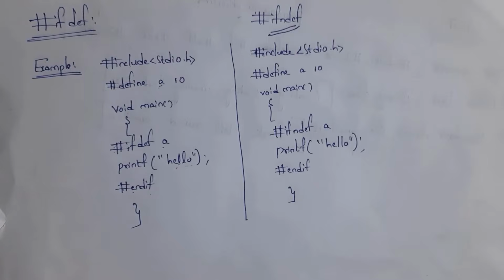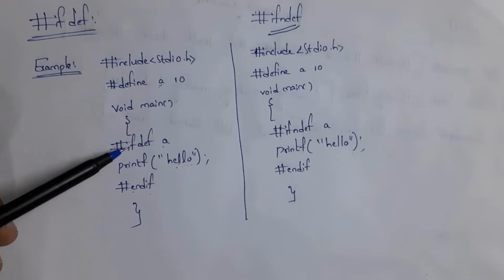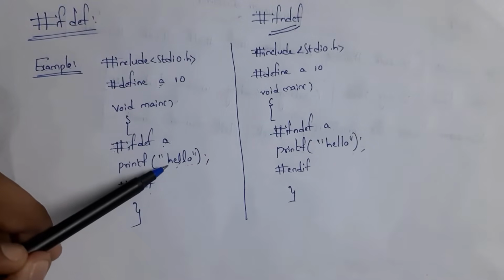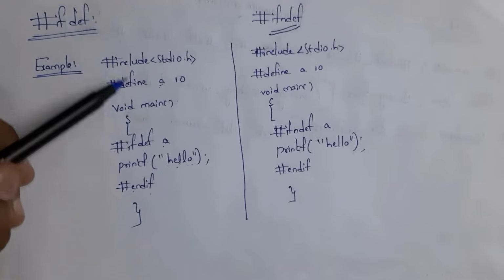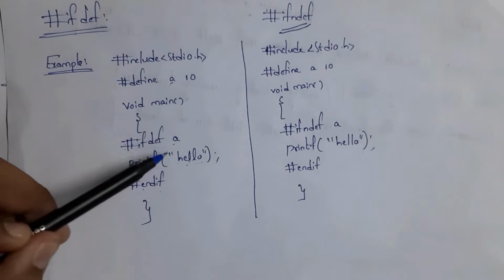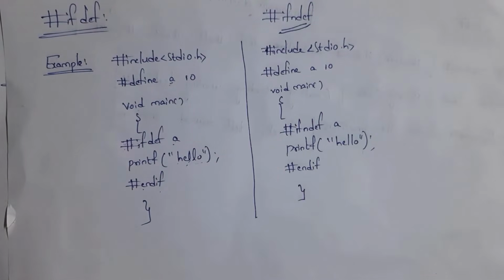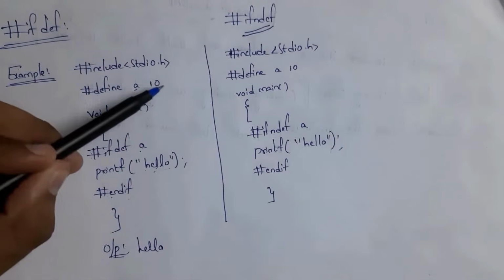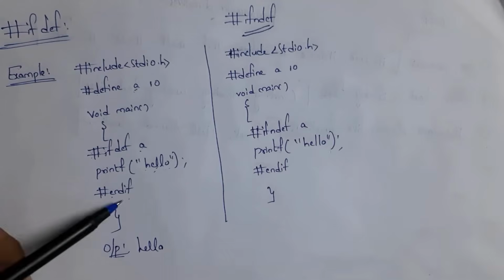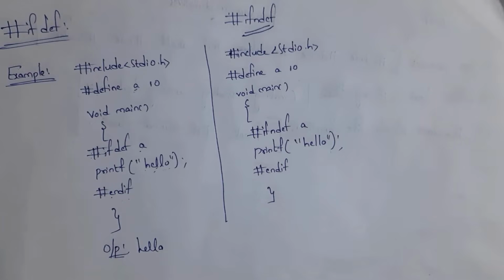We need to write conditional compilation directives inside the main function. So inside the main function I wrote #ifdef a. The meaning of this is, if I define macro a, then I need to get output hello. Did I define macro a? Yes, I defined macro a here, #define a. If I define macro a, then I need to get output hello. So now I will get output as hello. For example, if I do not define this macro a, then I don't get output hello. And definitely at last you need to close conditional compilation directives by using #endif. So for each and every conditional compilation directive, at last you need to use #endif. That means we are closing this condition.